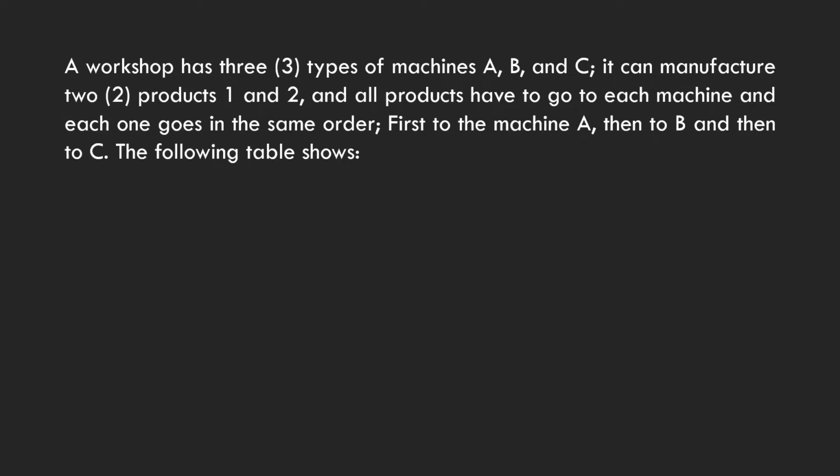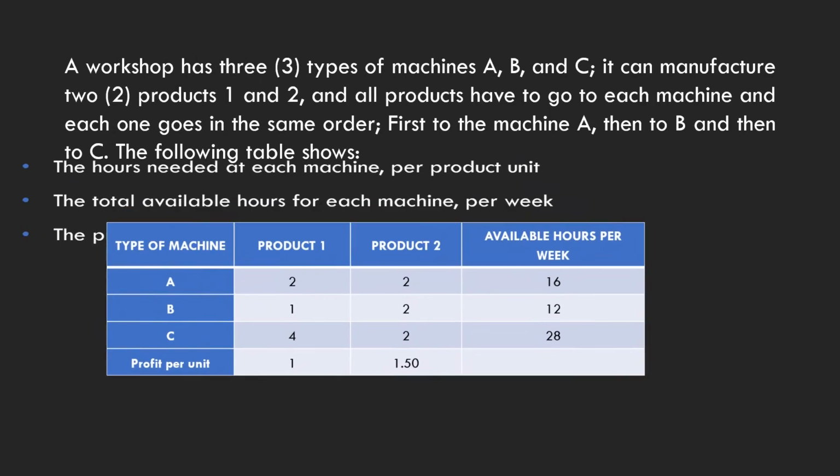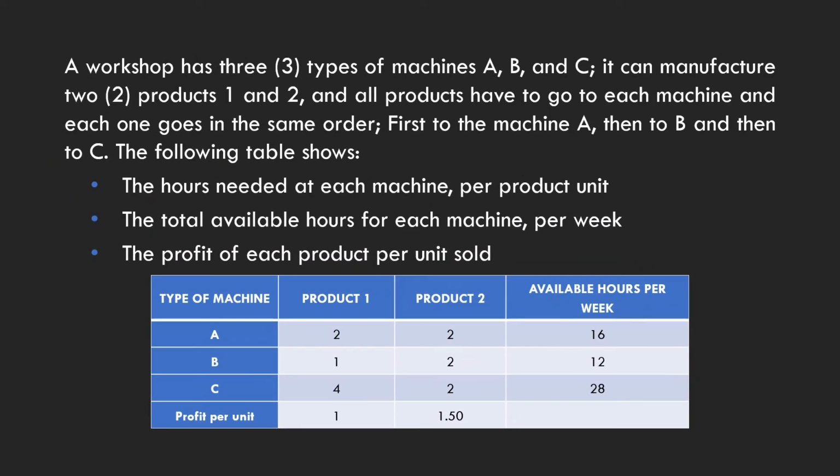A workshop has 3 types of machines, A, B, and C. It can manufacture 2 products, Product 1 and Product 2. All products have to go to each machine, and each one goes in the same order. First to the machine A, then to B, then to C. The following table shows the hours needed at each machine per product unit, the total available hours for each machine per week, and the profit of each product per unit sold.